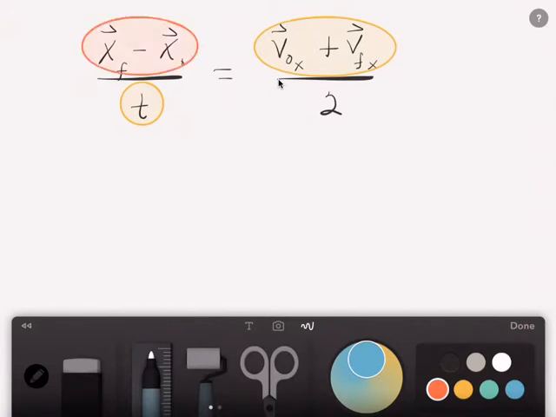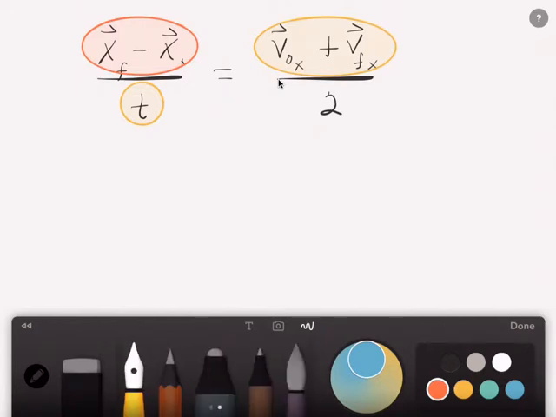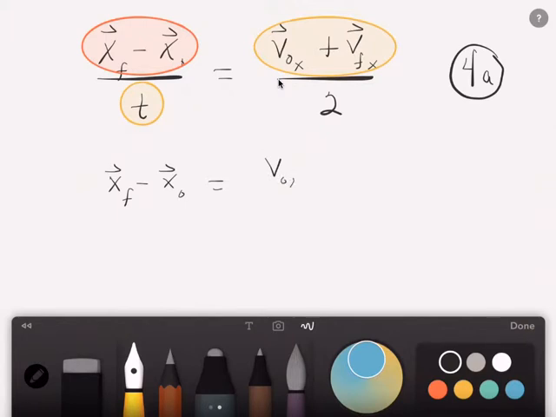So let's just write this in a different form. Let's call this 4a. So that means we can have a 4b. And let me just double check my equation numbers. Very good. So we can say that we have xf minus x initial equals v initial x plus v final x divided by 2. Oh, and remember that this is divided by t.